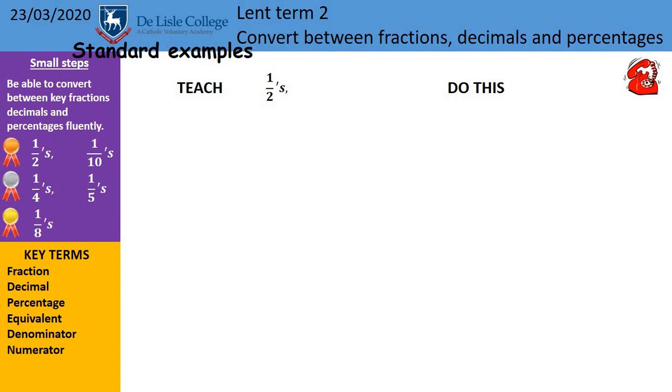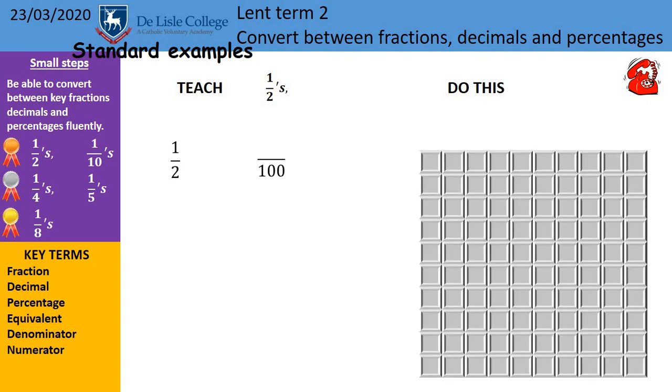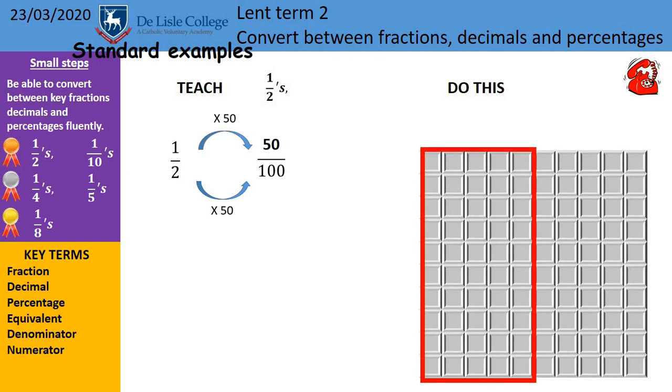So our first criteria today is the bronze criteria, and we'll look at converting a half into percentages and decimals. So if we start with a half, best practice will be to convert the half into a fraction over 100. In order to get from 2 to 100, you would multiply your denominator by 50, and then you would also multiply your numerator by 50. And we can see that we get an answer of 50 over 100, and if you look at the 100 square grid to the right, you can see 50 of the 100 squares have been highlighted.